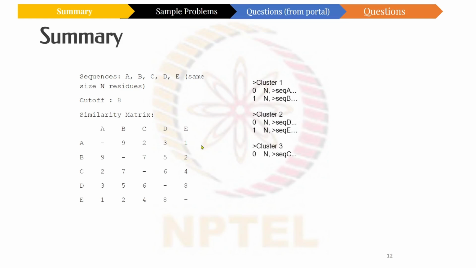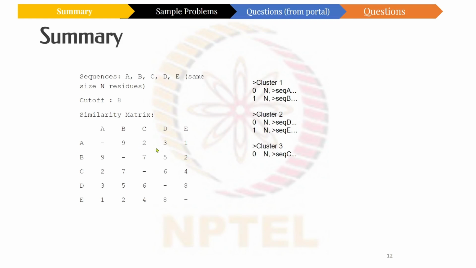So based on the similarity matrix, 3 types of clusters have been built. How have these clusters been built? First, when we observe A and B, they show a similarity of 9, which is more than our cutoff. So A and B have been grouped.